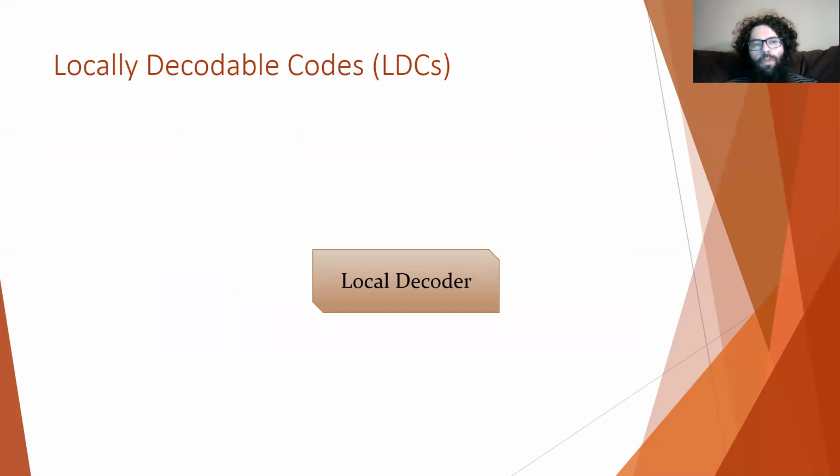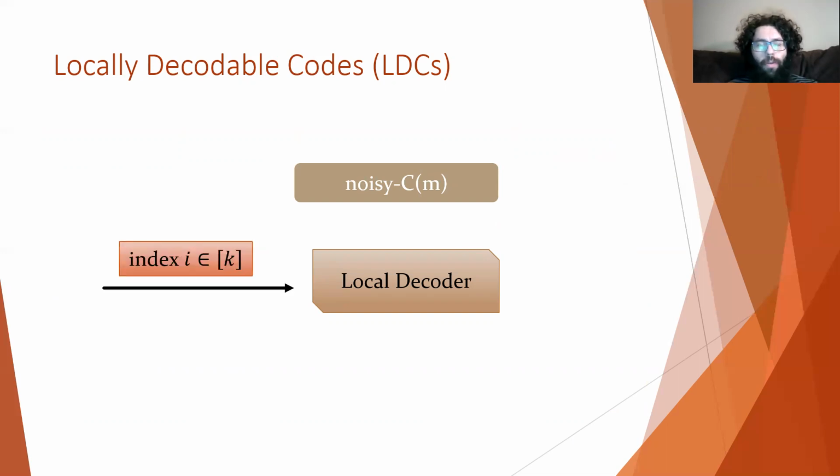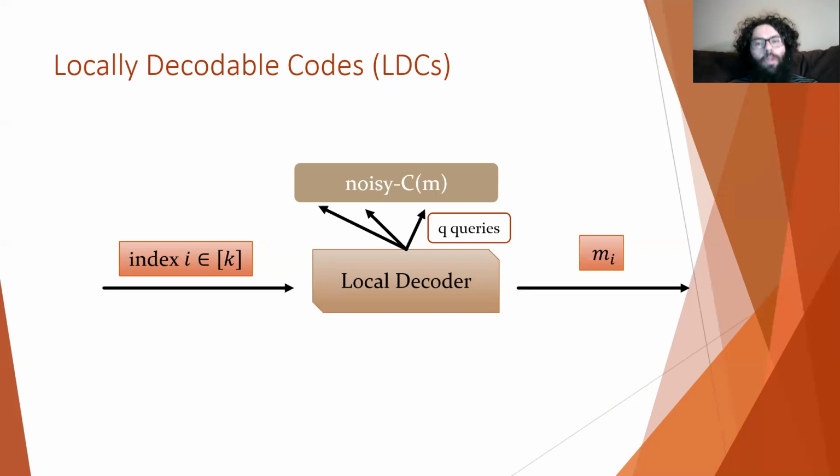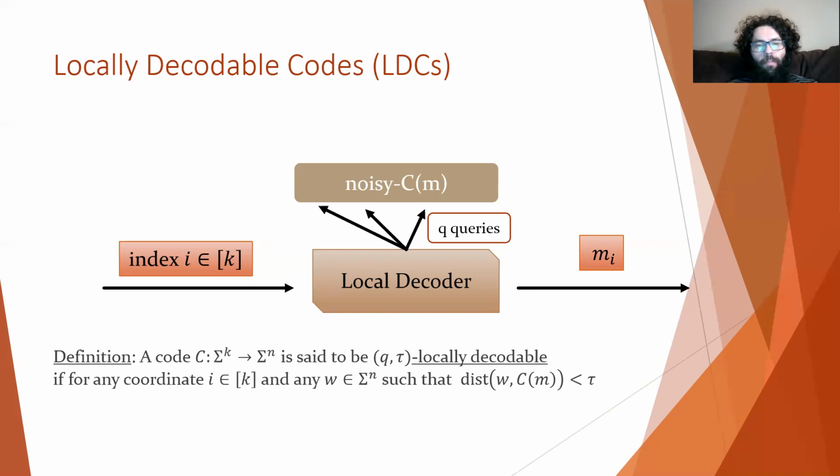The standard notion for this is locally decodable code. So we have a local decoder. It gets an encoded message, C of m, but maybe this message is noisy, so some bits are corrupted. And we get an index i of the message. Here's what the local decoder should do: it should read a small number of bits from this noisy code word and output m_i, the ith bit of the message, with high probability.